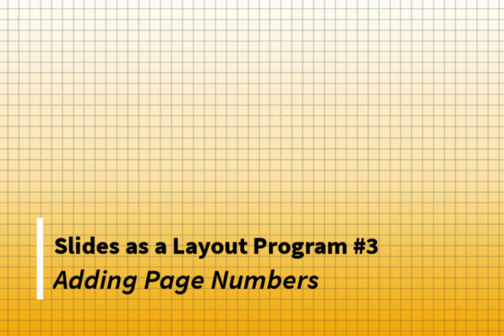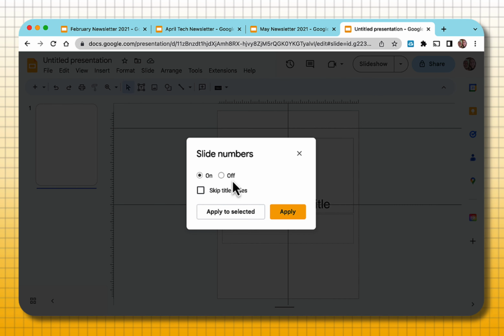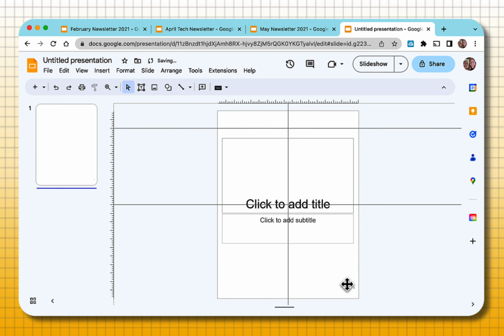The third reason is that you can add page numbers. All you have to do is go to the Insert menu down at the bottom, Slide Numbers. You can turn it on and off, and if you have multiple pages already in here, all you have to do is apply to select it, and it will add page numbers.